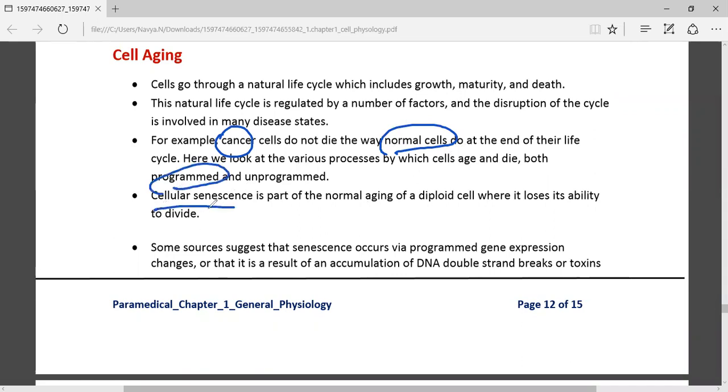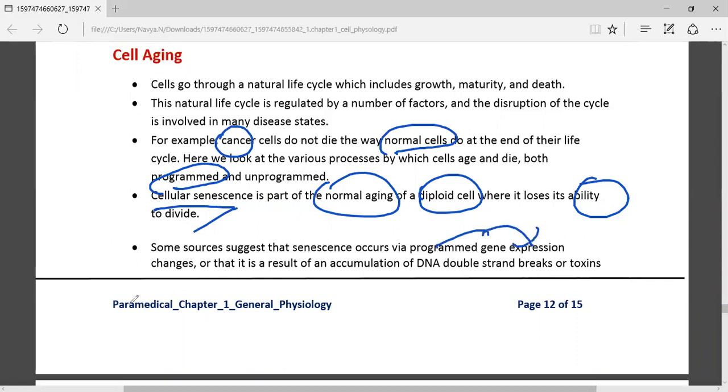And cellular senescence is part of the normal aging of the diploid cell, where it loses the ability to divide. Some sources suggest that senescence occurs via programmed gene expression changes, or that it is a result of the accumulation of DNA damage, such as strand breaks, from toxic substances.